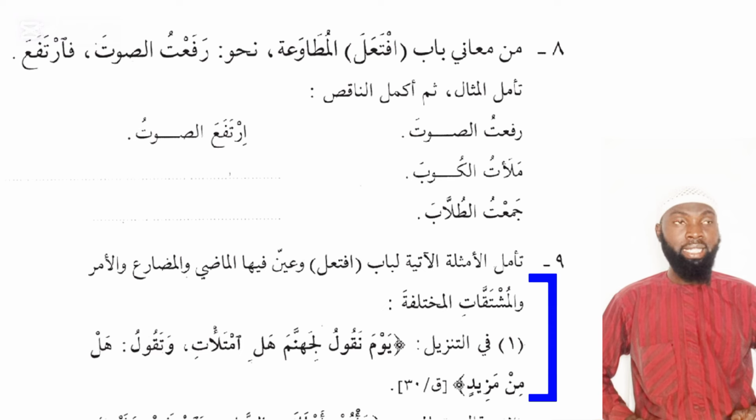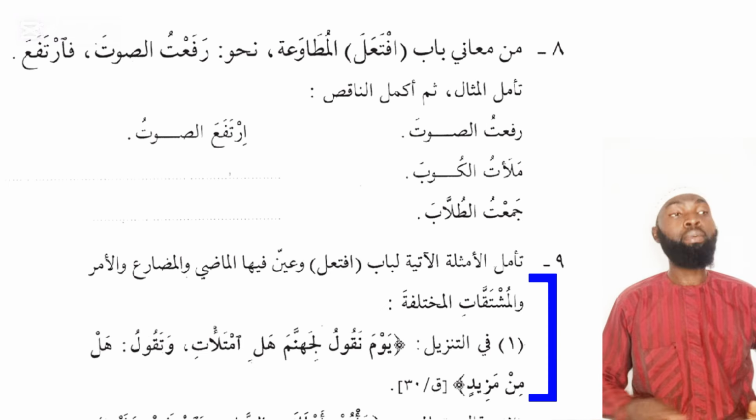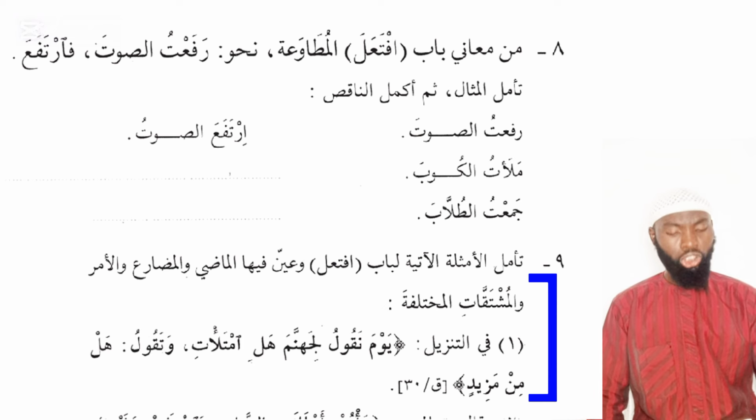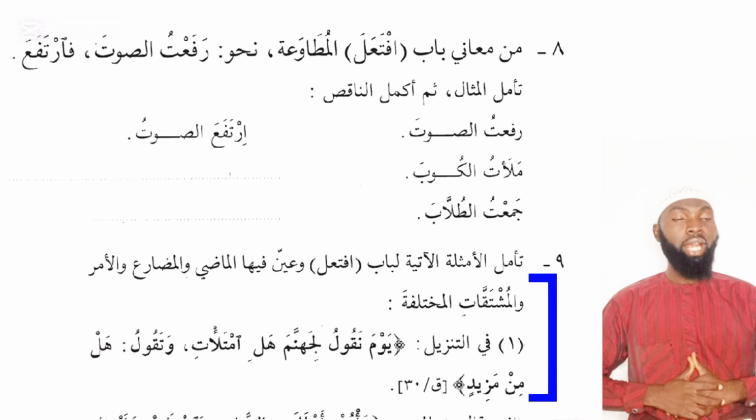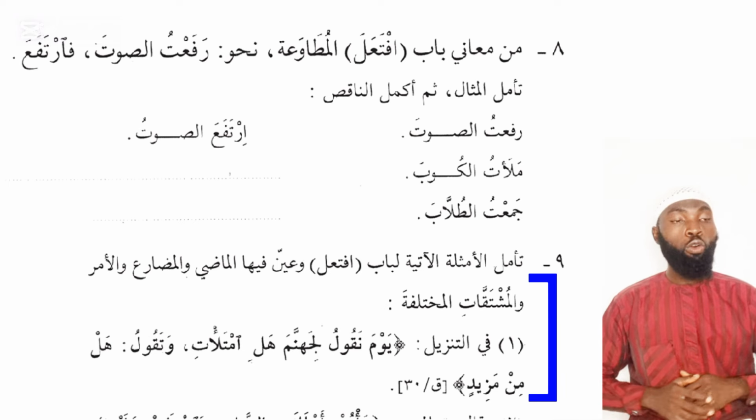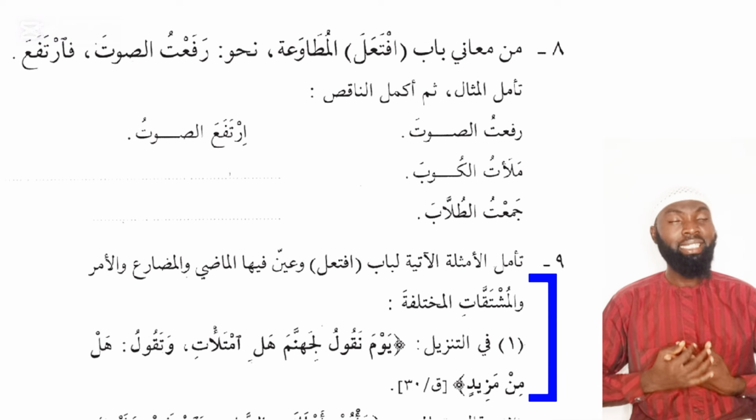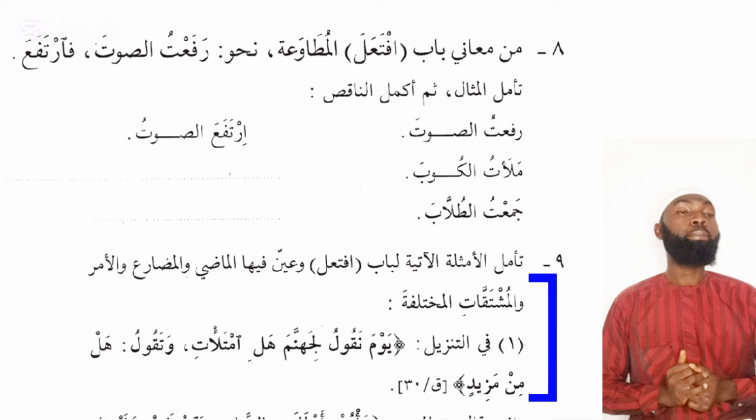Now we have ta'ammal al-mithal al-ati al-bab ifta'ala. Study the following example for the pattern of ifta'ala. Wa bayyin fiha al-madi, and indicate the past tense. Wal mudari, and the present tense. Wal amr, and also the command tense. Wal mushtaqat al-mukhtalifa, and the other derivatives. Number 1, we have it translated in the Quran, and it says: yawma naqulu li jahannama hal imtala'ti wa taqulu hal min mazid.